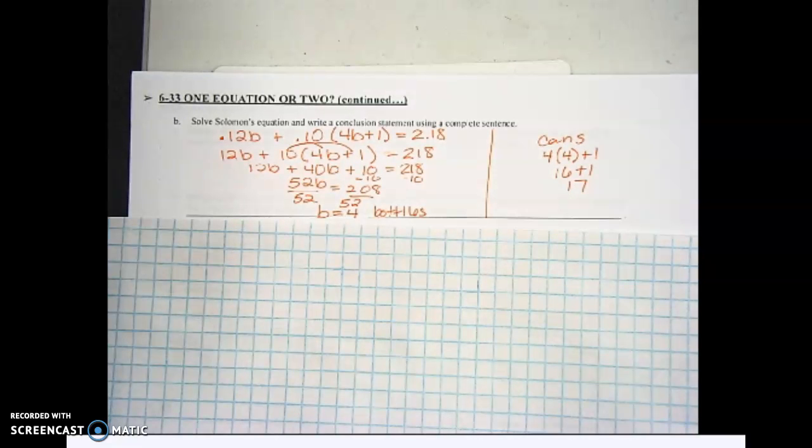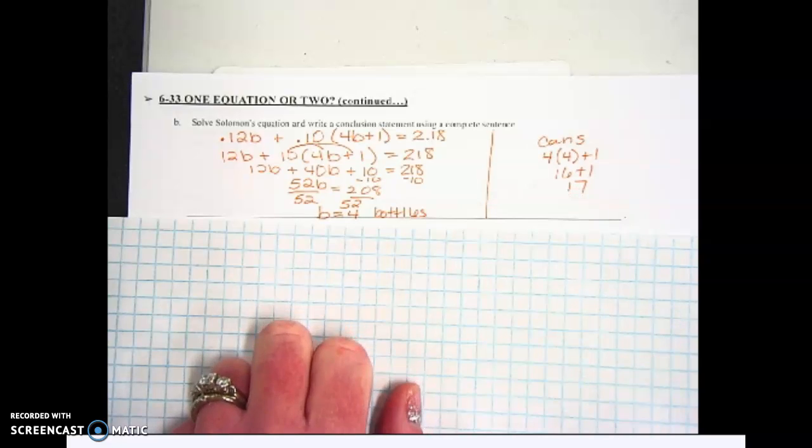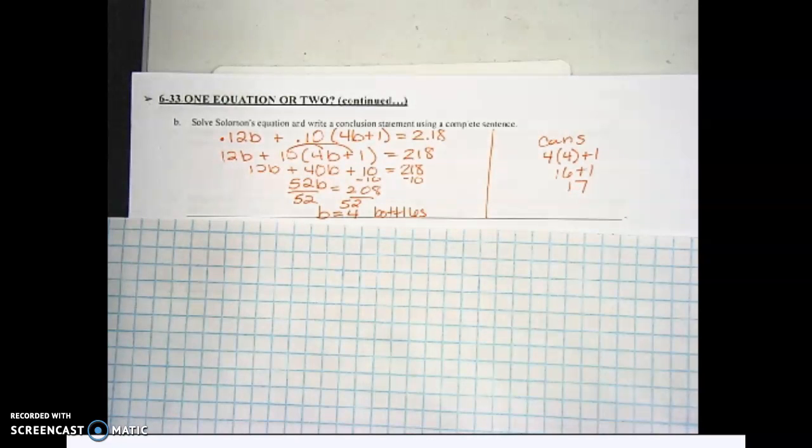Now the directions say that you need to write a conclusion statement using a complete sentence. Anybody good at writing a complete sentence and want to share it with class? How would you say in a complete sentence and include these 2 answers? What was the person's name? Elsie. Elsie recycled 17 cans and 4 bottles. That would be a complete sentence. Elsie recycled 4 bottles and 17 cans. Write it as a complete sentence, with a nice capital at the beginning and a period at the end.